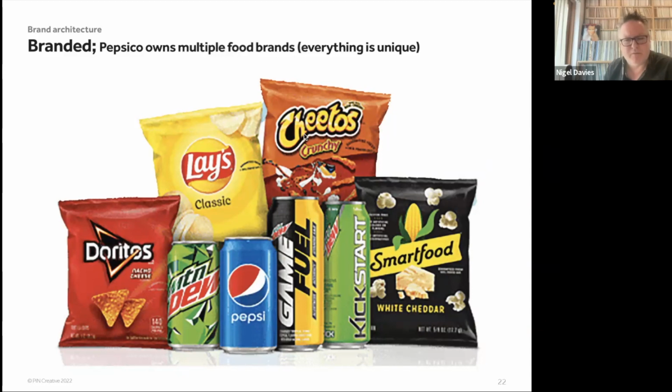Quite often these brands have a famous product themselves. So, Pepsi, Pepsi Cola, and that's their number one product, but they've also over time bought other brands and different products and services that fit within their market segment.